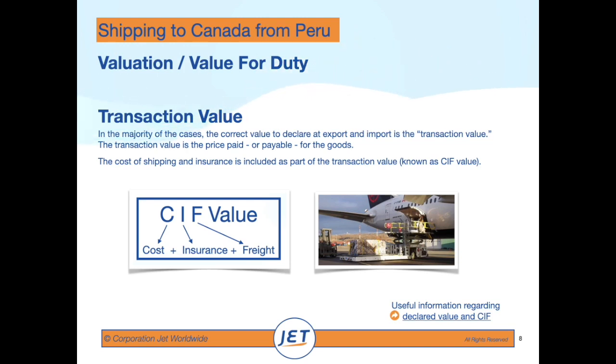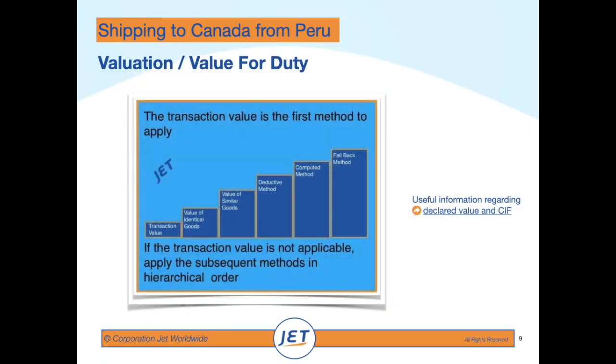If your transaction price is inclusive of shipping and insurance, you should include the term CIF value. In some cases, there is no direct transaction, such as sending samples, warranty parts, or transfers between related entities. Visit our blog on declared value for additional information.